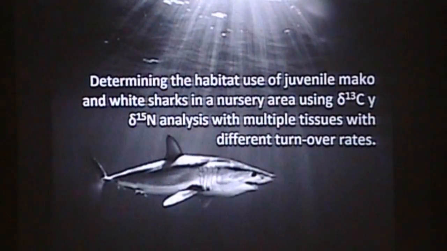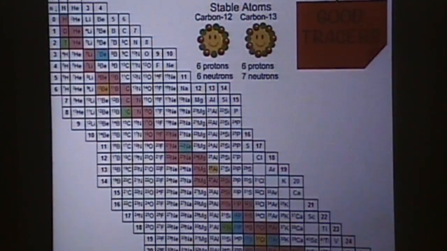The objective of this project was to determine the habitat use of both species in a nursery area, and also evaluate if they were sharing resources. We decided to do this with stable isotopes in different tissues. Why did we choose stable isotopes?